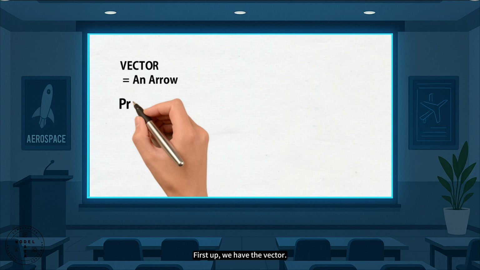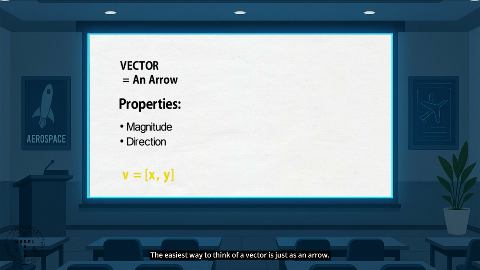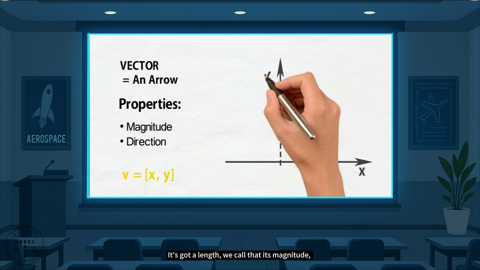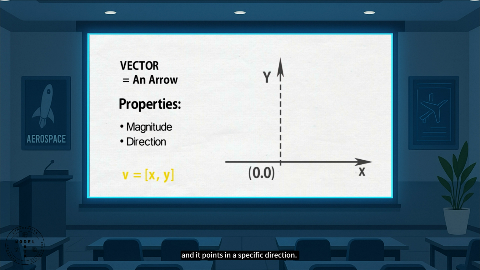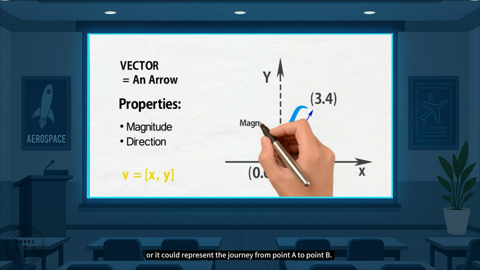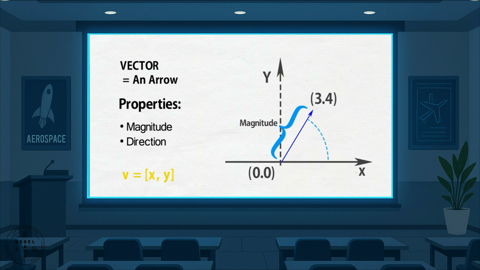First up, we have the vector. The easiest way to think of a vector is just as an arrow. It's got a length, we call it its magnitude, and it points in a specific direction. So on a map, a vector could be your exact position, or it could represent the journey from point A to point B. It's the perfect way to talk about location mathematically.